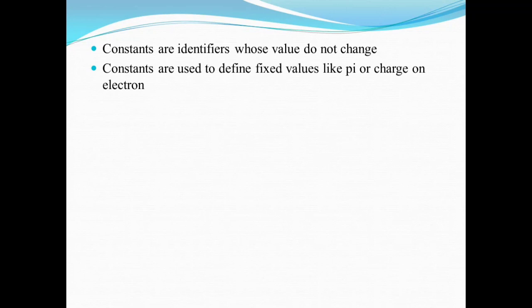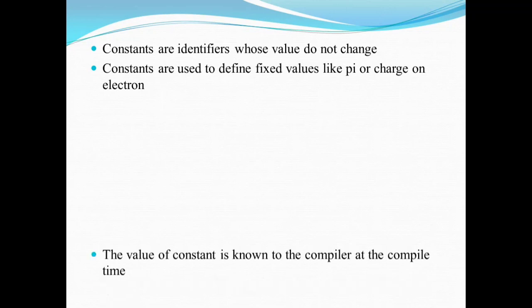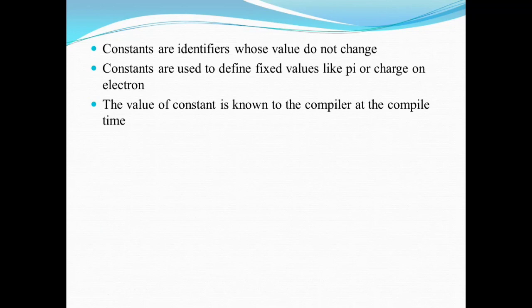Now see, whenever you declare or define any variable in C, the value of the variable can be changed at any time in the program. But in contrast to that, the values of constants can never be changed. Normally constants are used to define fixed values like pi or the charge on the electron. The value of a constant is known to the compiler at compile time only, and the value will not change during the run time of the program.